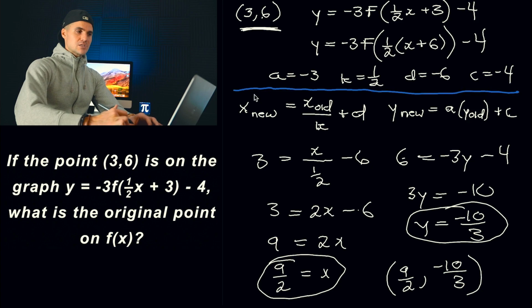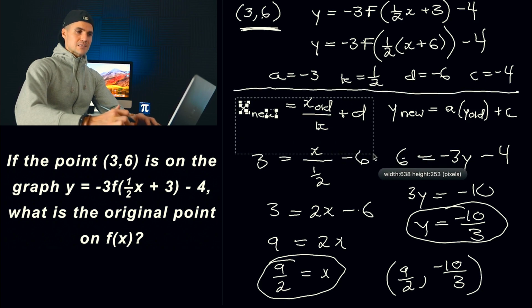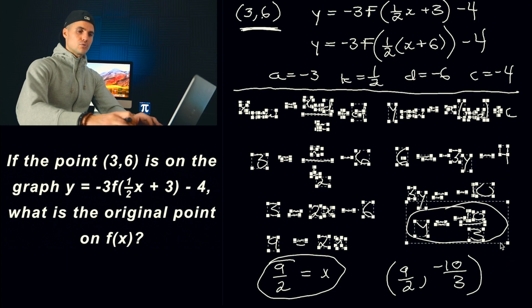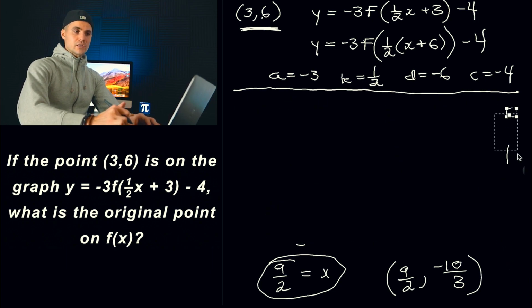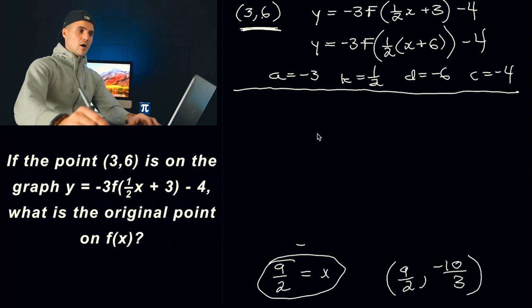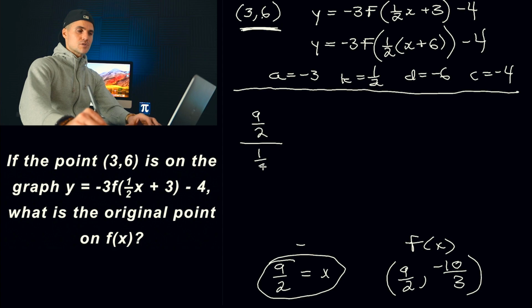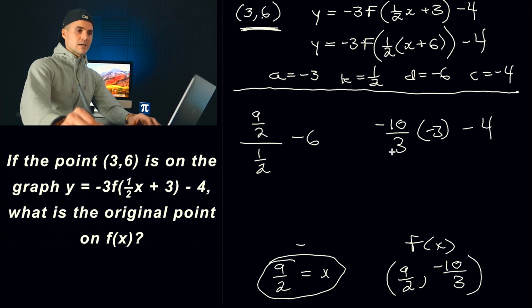Okay, and if you have time on a test, you can actually quickly test this, right? So you could pretend like you got a question that we usually get, where we're given a point on the parent function. This is going to be on f of x. Transform that with these transformation values and see if you get 3 and 6. Well, we take 9/2, divide it by the k value, which is 1/2, subtract 6. We take the y value, multiply it by the a value right here, and then we add the c value, which is subtracting 4.